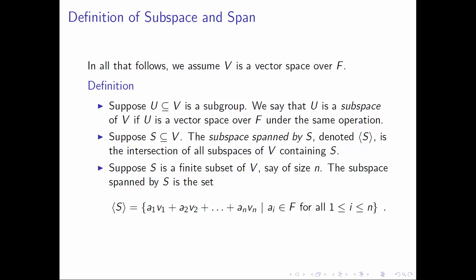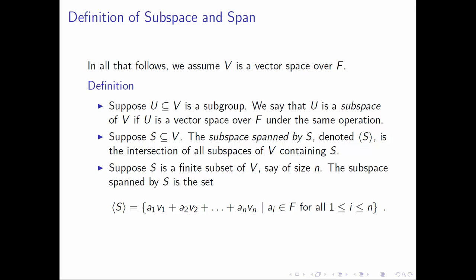So let's just take a look at what happens if the subset S that I take of V is finite. And let's say the size of that set S is n. So there's n vectors sitting inside of S. Then it's equivalent, and perhaps more useful, to think about the subspace spanned by S as the set of possible linear combinations of the members of S.